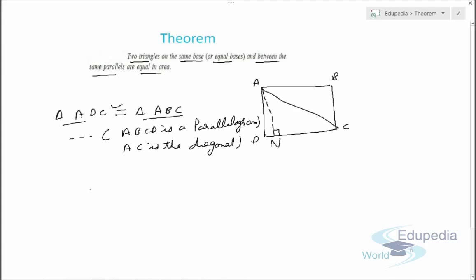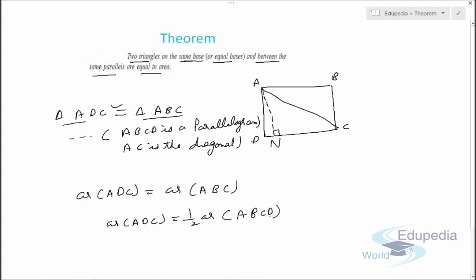Similarly, we can say that area of ADC equals area of ABC, since if two triangles are congruent, their areas are equal. Now, again, area of ADC is half the area of ABCD. Why is the area of triangle ADC half the area of ABCD? Because they are on the same base CD and between the same parallel lines AB and CD. Now, area of ABCD, if we take base DC and altitude AN, can be written as DC into AN.